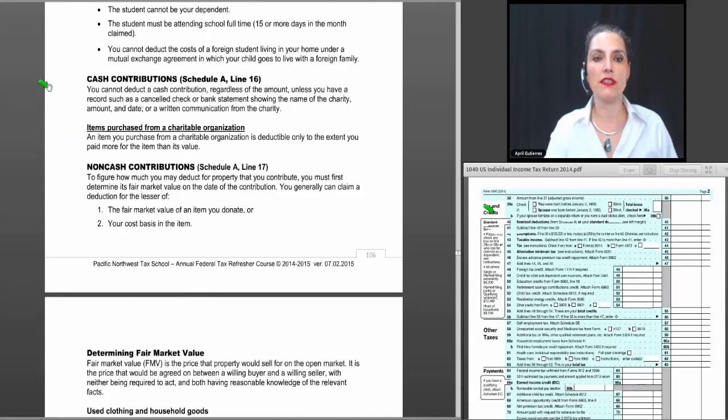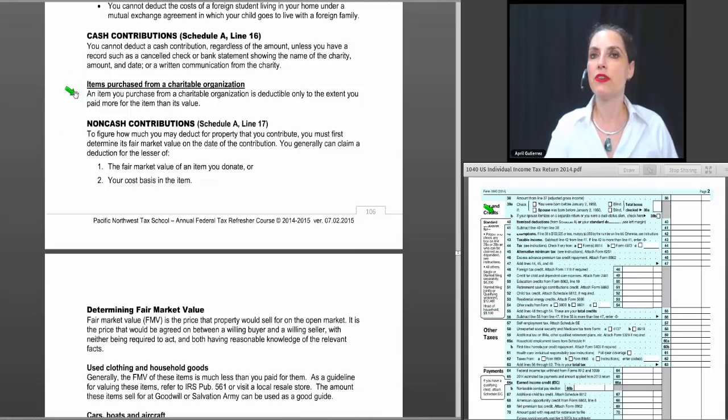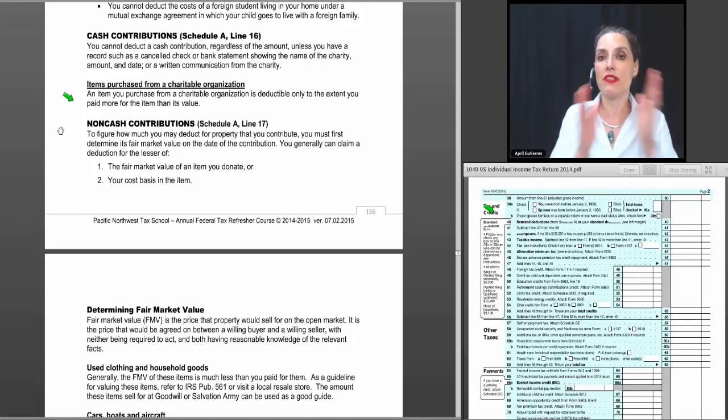Cash contributions. You cannot deduct a cash contribution regardless of the amount unless you have a record such as a canceled check or bank statement showing the name of the charity, amount and date, or a written communication from the charity. Items purchased from a charitable organization. An item you purchased from a charitable organization is deductible only to the extent that you paid more for the item than its value. So, for example, if you make a donation to public television and in exchange for that they give you a DVD of a movie valued at $20, your deduction will be limited to the $80 difference.